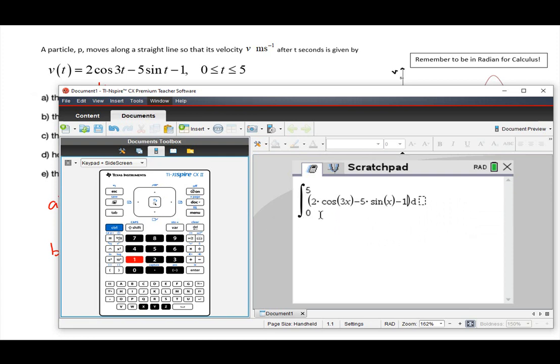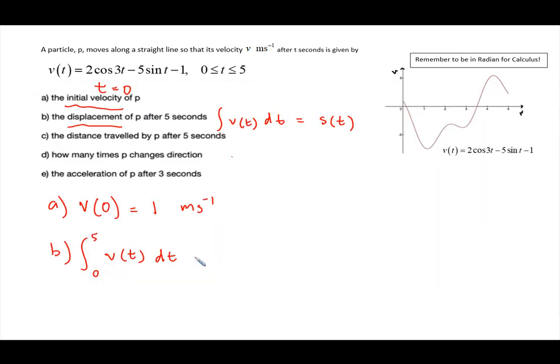Double check it, make sure everything looks correct. 2 times cosine 3x minus 5 times sine x, then minus 1. Everything looks good. All right, put an x there, and then enter. So we've got our answer there, negative 8.148. Now this is displacement, so the units for displacement is just meters.